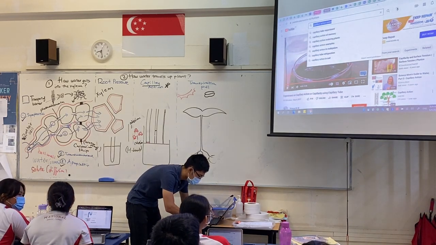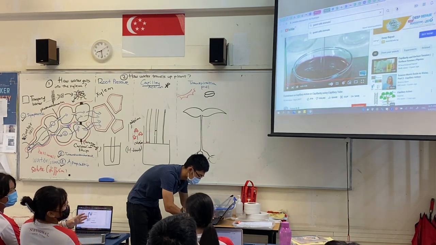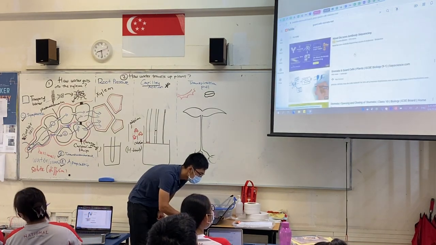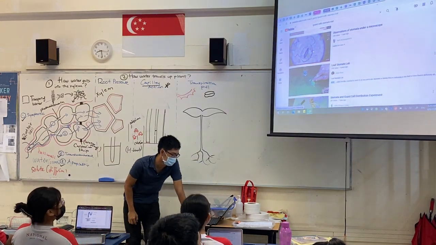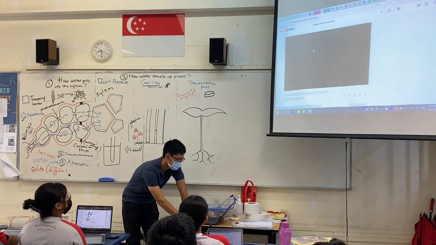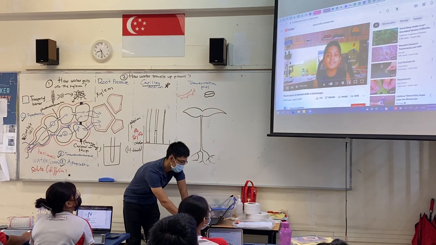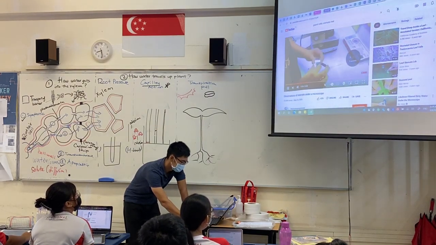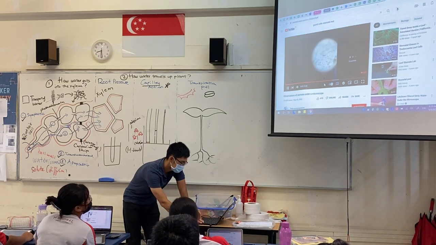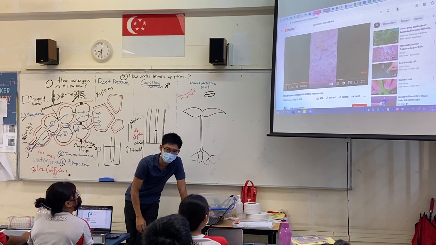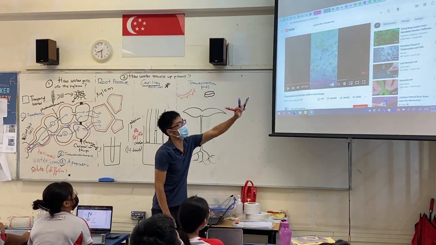Guard cells, stomata. Okay, so here's an example of a guard cell. Two guard cells with a lot of chloroplasts. Okay, wrong video. Okay, come on. Okay, this one is better. And you can see the stomata right in the middle.